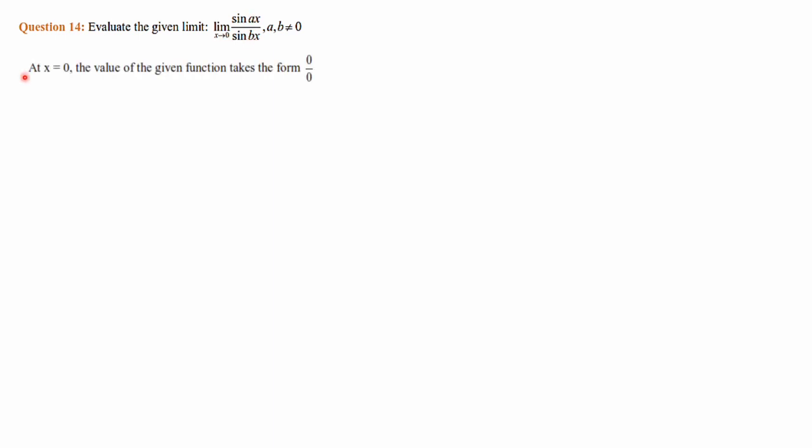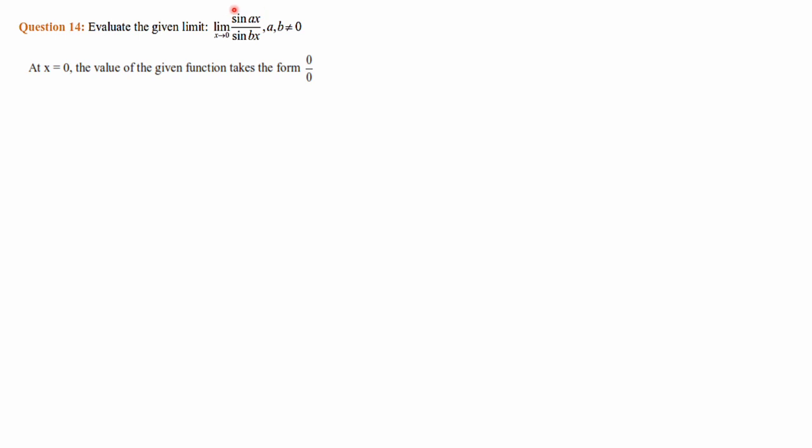Question number 14. Evaluate the given limit. Limit x tends to 0, sin ax by sin bx, a comma b not equal to 0. Here, if you substitute directly 0 here, it will be coming 0 by 0 format, indeterminate form. At x is equal to 0, the value of the given function takes the form 0 by 0. But we can use the formula here.